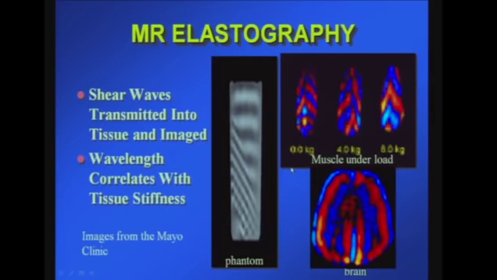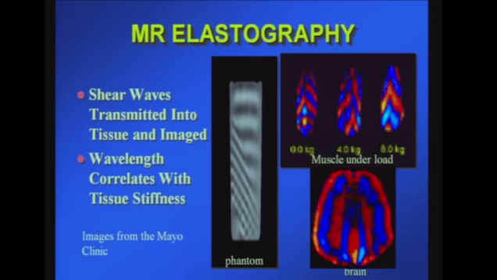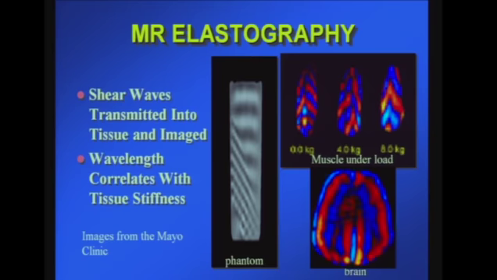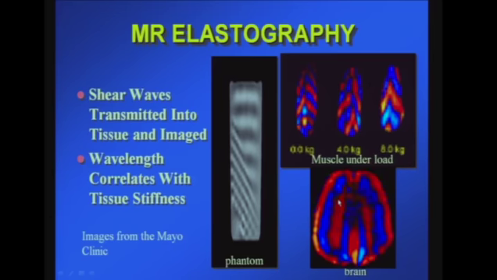This can also be done in magnetic resonance imaging. So they use a special pulse sequence to monitor moving waves through the tissue, and they apply an external vibration. And as these transmit through tissue, their wavelength or their speed through the tissue can be monitored, and that gives you an indication of tissue stiffness.